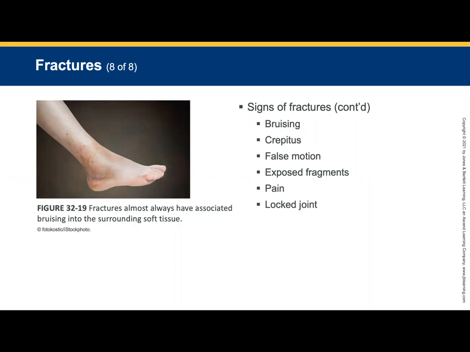Now, crepitus is when you're holding the ankle and they move it at all and you feel the bones rubbing together. That's gross, y'all, I promise you. False motion is when they're not moving it and the leg or the ankle in itself moves without them making it. Exposed fragments, we know, pain, and then the locked joint, to where they have no control, they can't move it, twist it, do anything with it.